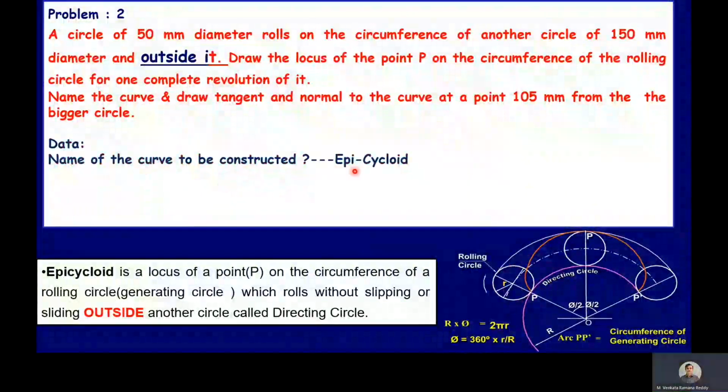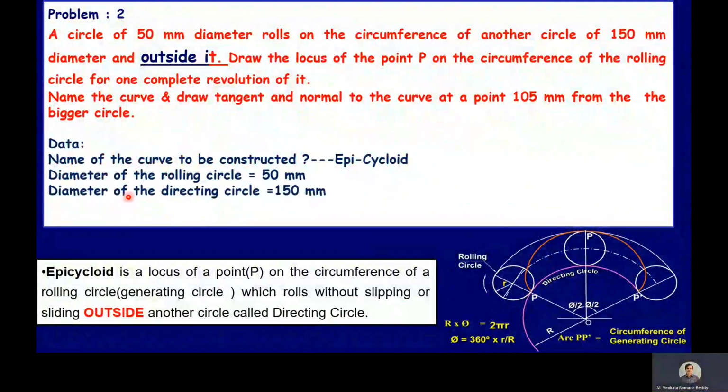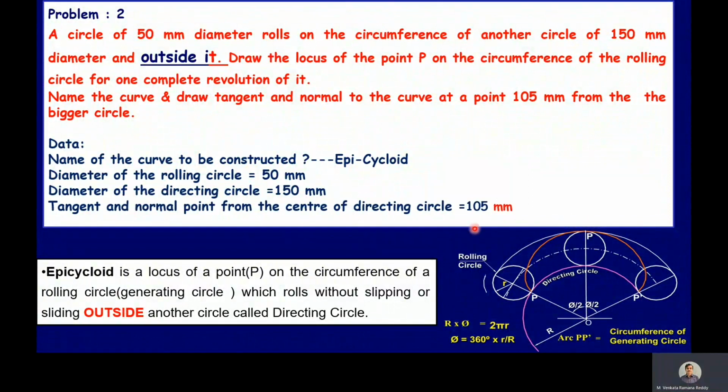So the name of the curve to be constructed is epicycloid. Diameter of the rolling circle is 50 mm. Diameter of the directing circle is 150 mm. And the tangent point is at a distance of 105 mm from the center of the directing circle.